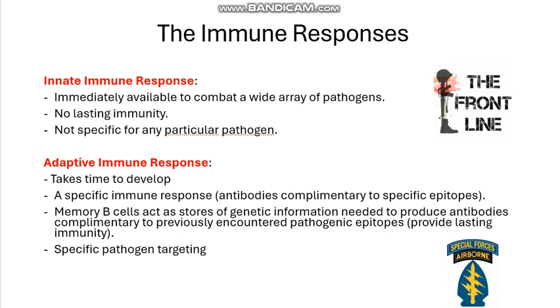The adaptive immune response is a bit more specialized. It takes time to develop, but it produces a specific immune response with antibodies complementary to specific pathogenic epitopes, and it basically opsonizes them, and it makes it easier for macrophages to phagocytize and destroy the pathogens.